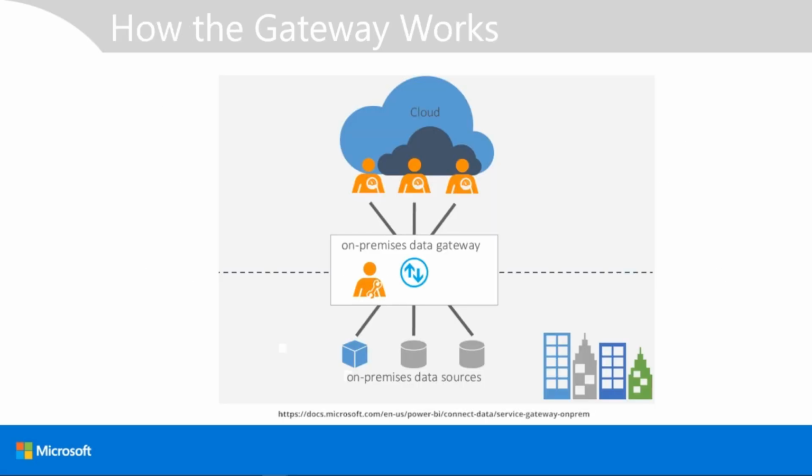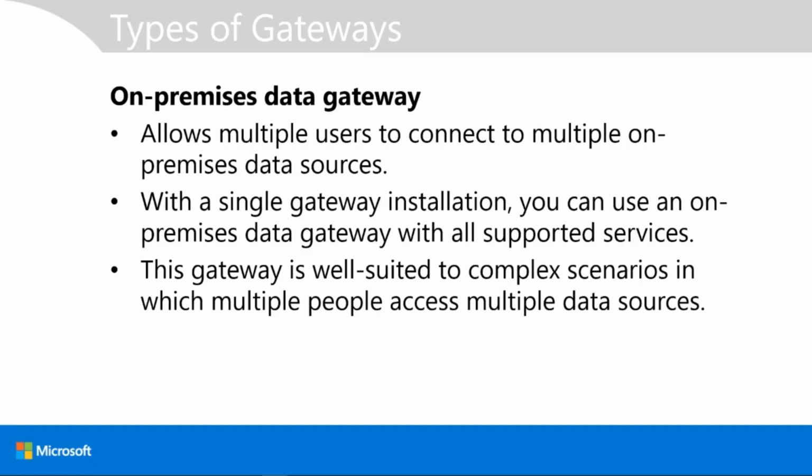So here is a diagram indicating how the gateway works. So we can see that at the bottom of the screen we have on-premise data sources. The data gateway sits in the middle, and it is what allows cloud Power BI and other services to talk to the on-premise data sources in a safe and secure manner.